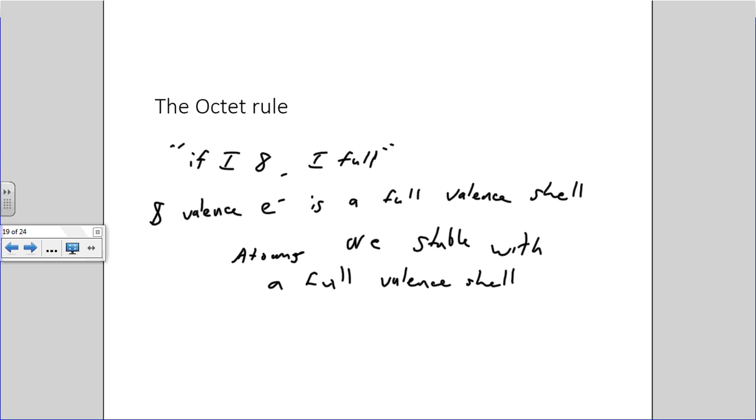That's the goal. When atoms bond with each other, what they're trying to do is get those 8 valence electrons, that octet, to get that full valence shell. If they get a full valence shell, they're stable. They don't need to go through any more reactions.